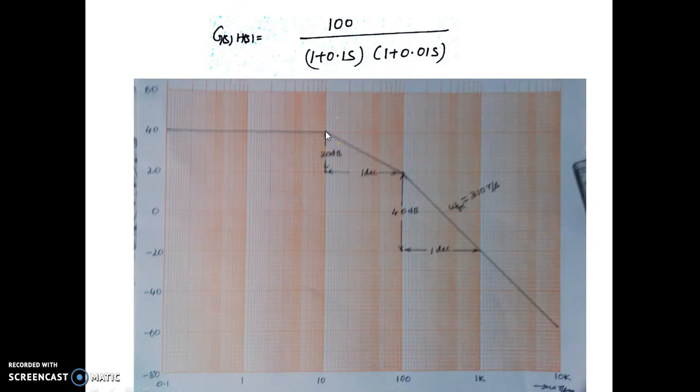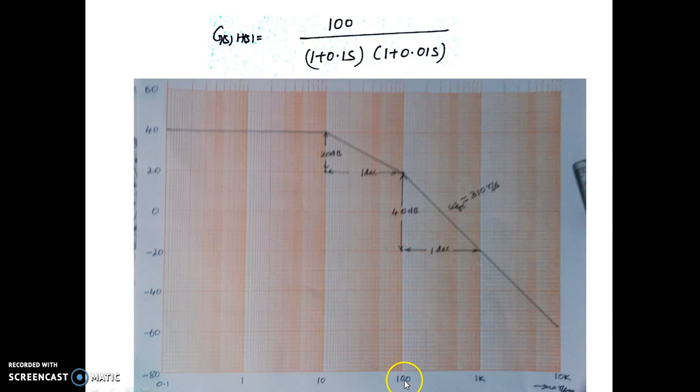So this is 40 dB till 10 radian per second. Afterwards the influence of this term will start. So the resultant plot will have a slope of minus 20 dB per decade till the next cutoff frequency. The next cutoff frequency is at 100. I can see from here we are coming down by 20 dB, and this is 1 decade. We are joining this point and this point, which will give a slope of minus 20 dB per decade.